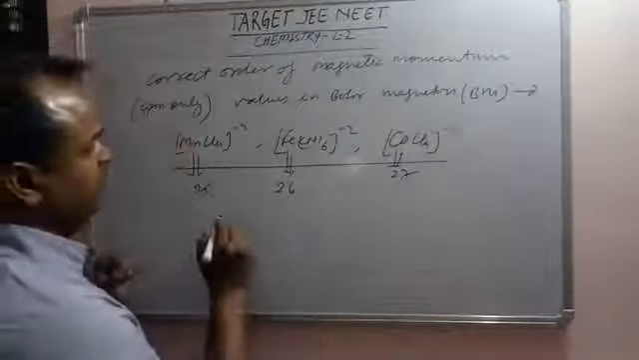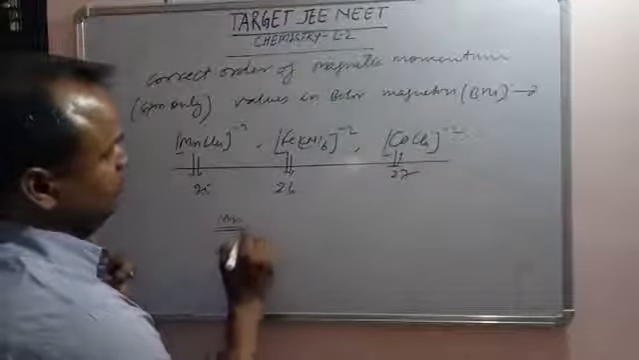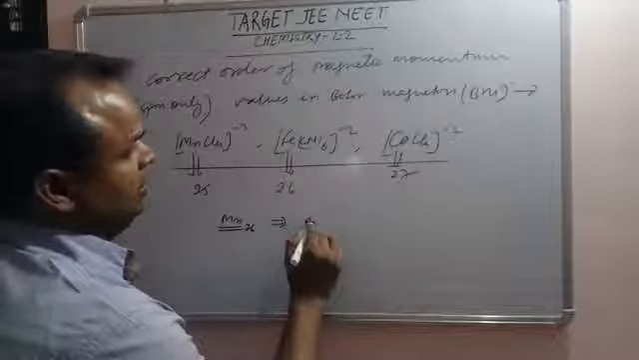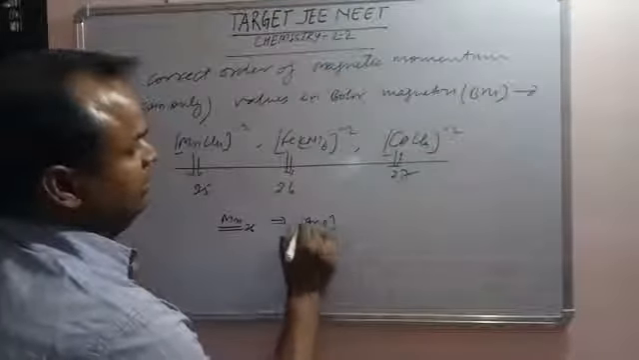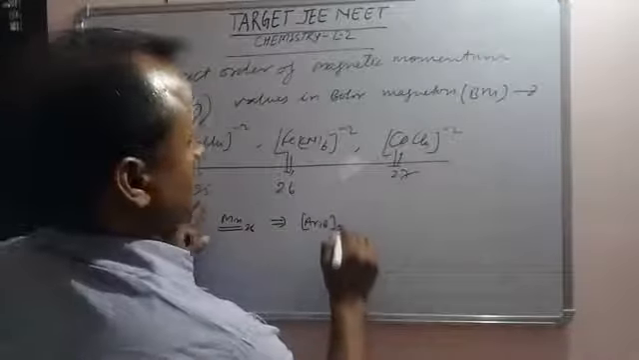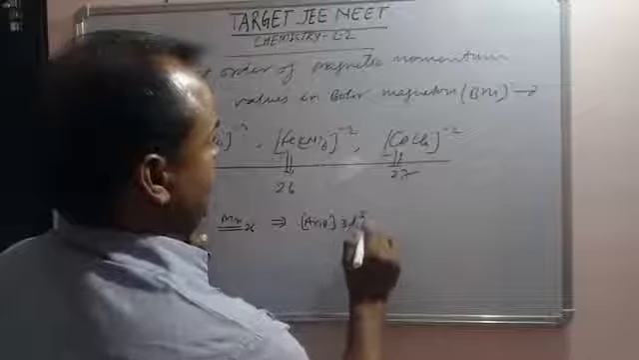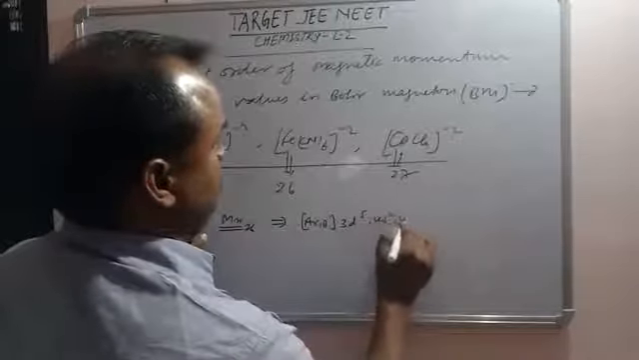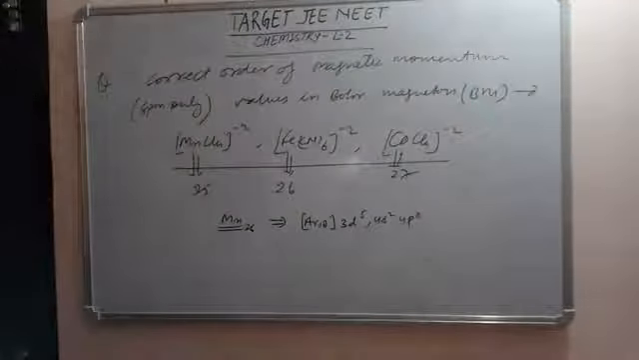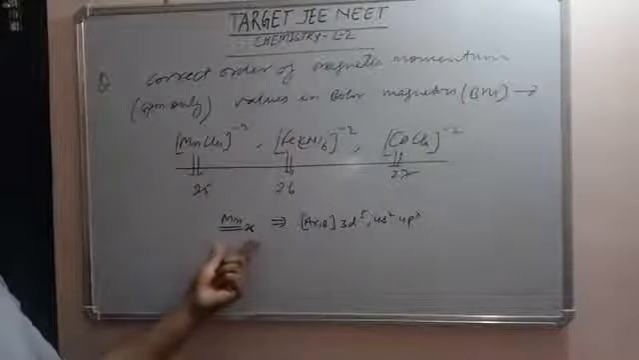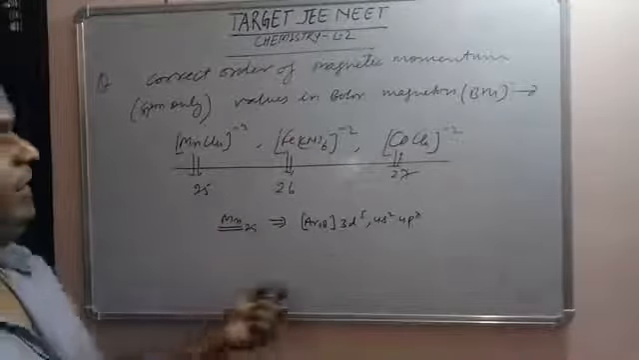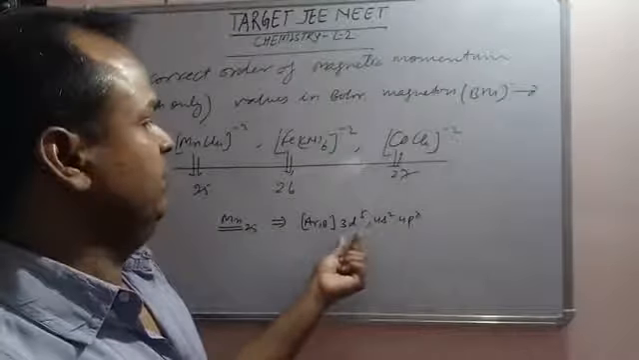So first step for Mn, the electronic configuration is argon 18 plus 3d5 4s2 4p0, like this. For Mn, this is 25: 18 plus 2, 20 plus 5, 25.